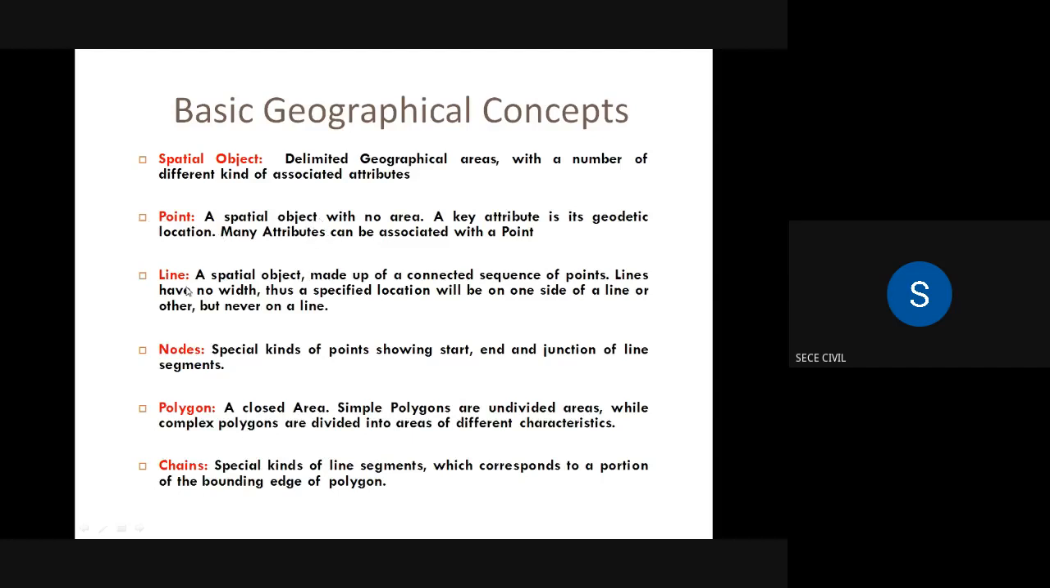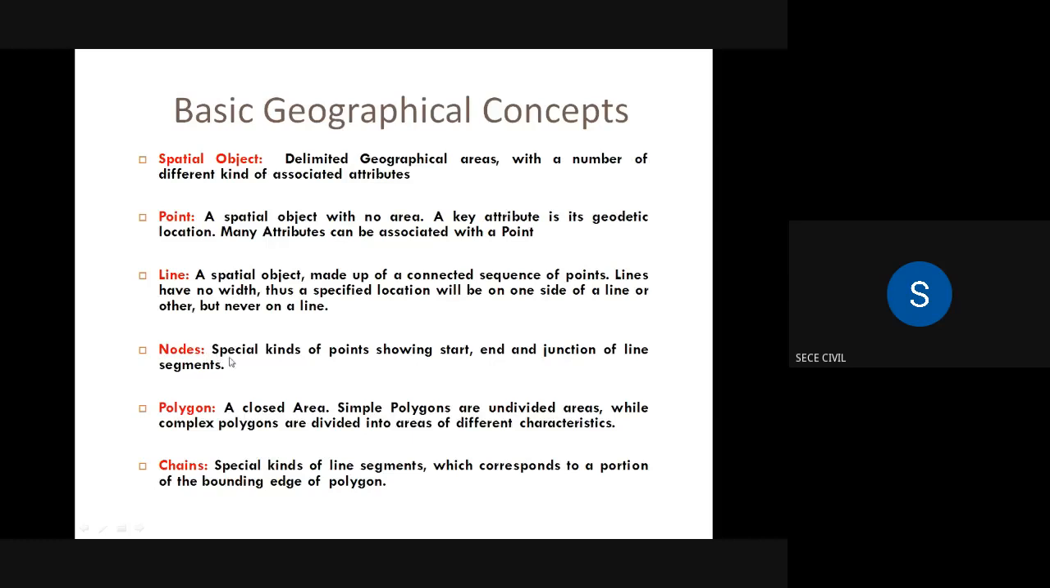The next concept is line. A line is a spatial object made up of a connected sequence of points. Lines have no width. Thus, a specific location will be on one side of a line or the other, but never on a line. For representing streets, rivers and so on, we use a line.